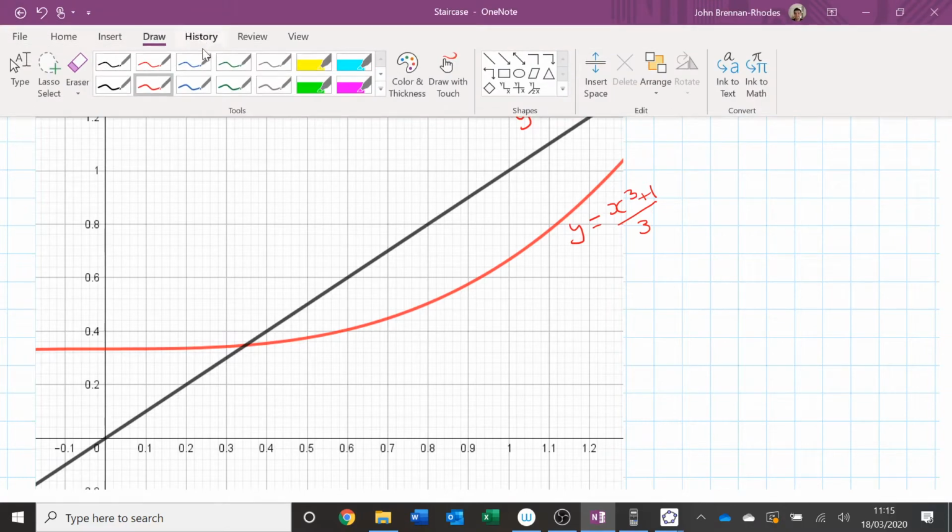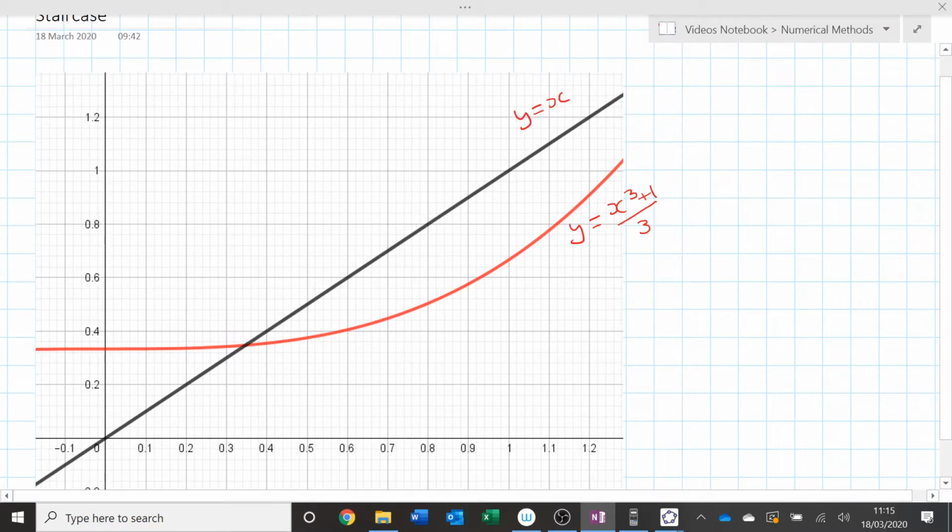So what I've said previously is that if I can find where this point is, which is over a point about here, this will be a root of the equation that I'm trying to solve. So if I can find where that coordinate is, then I've found the root and I've solved it. So my iterative formula is x n plus 1 equals x n cubed plus 1 over 3. And this is where this all starts to come together.